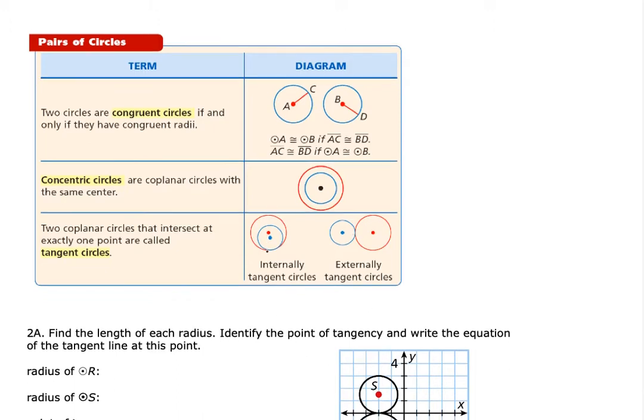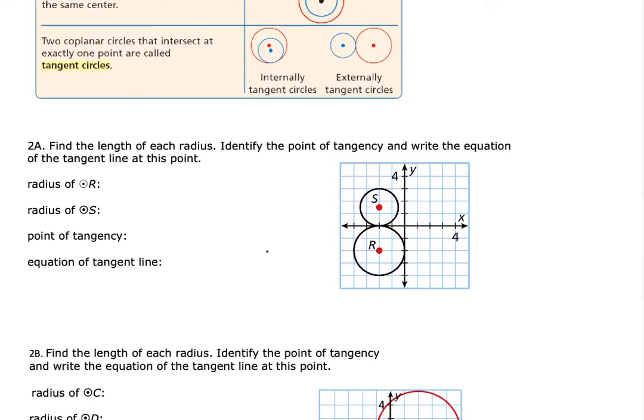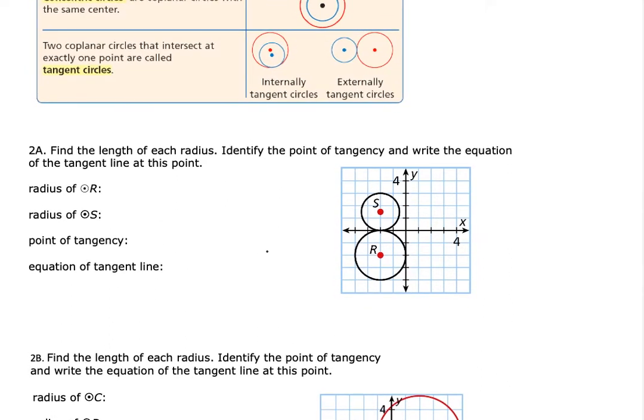All right. So let's find the length of each radius, identify the point of tangency, and write the equation of the tangent line at this point. Now, the ones in your assignment are similar to these two, where the line of tangency is going to be either a vertical or a horizontal line. So if you remember, a vertical line is going to be x equals something, and a horizontal line is going to be y equals something. Okay. So let's take a look and do this.